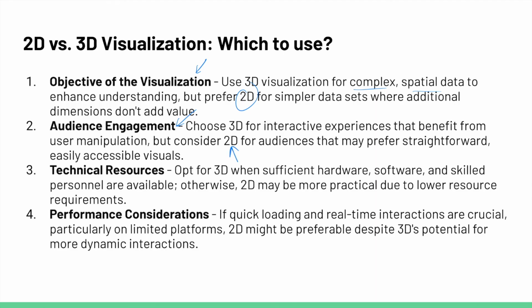Technical resources is another factor because 3D takes up more hardware, software, and personnel resources than 2D. Finally, performance. So 2D can be more quick loading and can allow for real-time interactions more easily, versus 3D can allow for more dynamic interactions, but it could be slow and sluggish depending on the hardware being used.